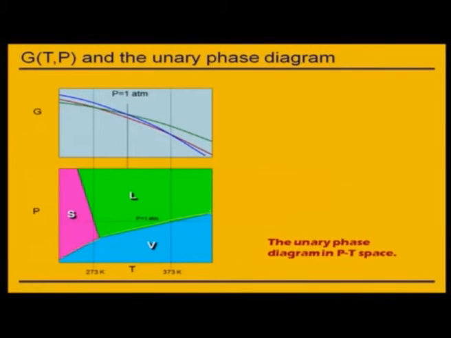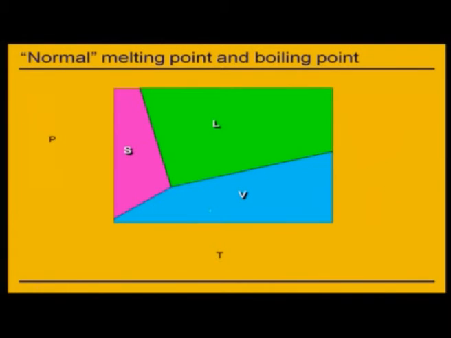This is called unary phase diagram in PT space. Therefore, unary phase diagrams will be in pressure temperature fields or space. Okay, now let us go into detail of this diagram. This is another such diagram, again for water system, water-like system.